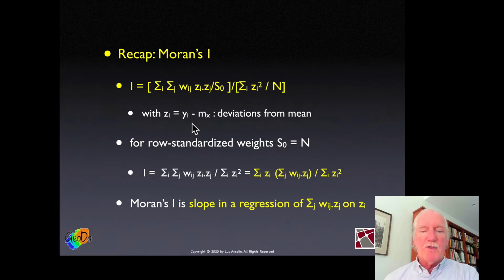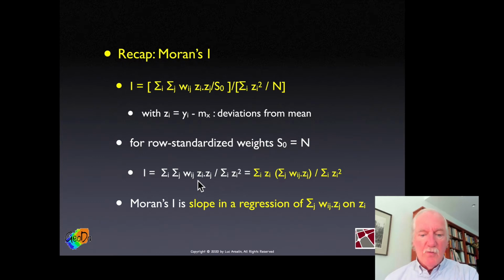As I mentioned a couple of times already, when we have row standardized weights, that means the weights in each row of the matrix sum to 1. Then the sum of all the weights, S naught, equals the number of observations, n. That is, if there are no isolates. But the typical case, that is n. And in that case, these scaling factors, the S naught in the numerator and the n in the denominator, cancel each other out. So then we're left with this simplified expression.